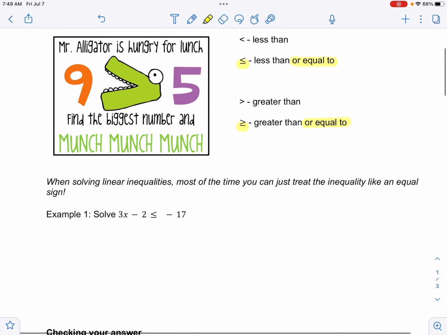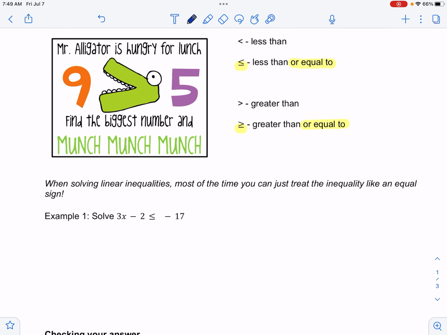When we solve linear inequalities, most of the time you can simply treat it as if it's an equal sign and it's going to behave the exact same way, okay? So for example, if I have 3x minus 2 is less than or equal to negative 17, if this was an equal sign, I would move the negative 2 over. So that's what I'm going to do. It'll turn into a plus 2.